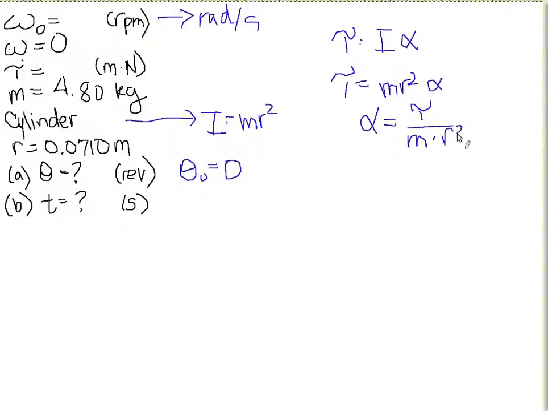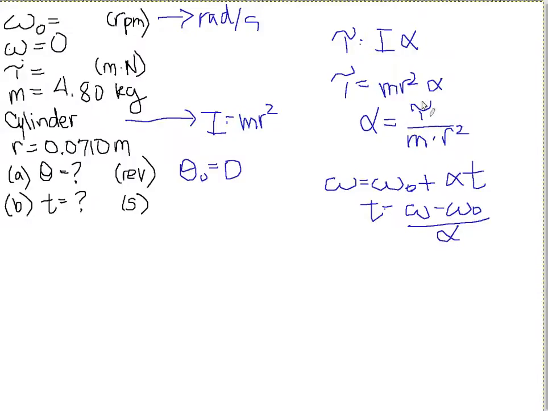Once you have alpha, you could calculate these in either order. Now, because I have omega and omega naught and alpha, I immediately think of omega equals omega naught plus alpha t. And since I have omega and omega naught and alpha, it's easy to find the time. The time is going to be omega minus omega naught divided by alpha. Now it might bother you that when you did this, alpha didn't come out negative, but you can just change it to being negative here to make sure the time comes out positive.